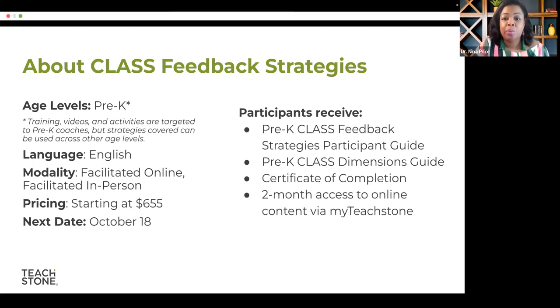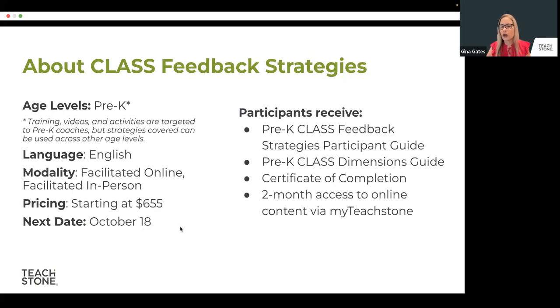So there is a question: is the price per person or per group? So the price that's listed here is the per person price. So it's $655 if you wanted to purchase one of the seats at our October 18th training. And then the group price option, I'm probably not going to get these numbers right, but I believe it's $5,000 for virtual and $6,500 for in-person. I will double check those numbers, so don't write those down just yet.